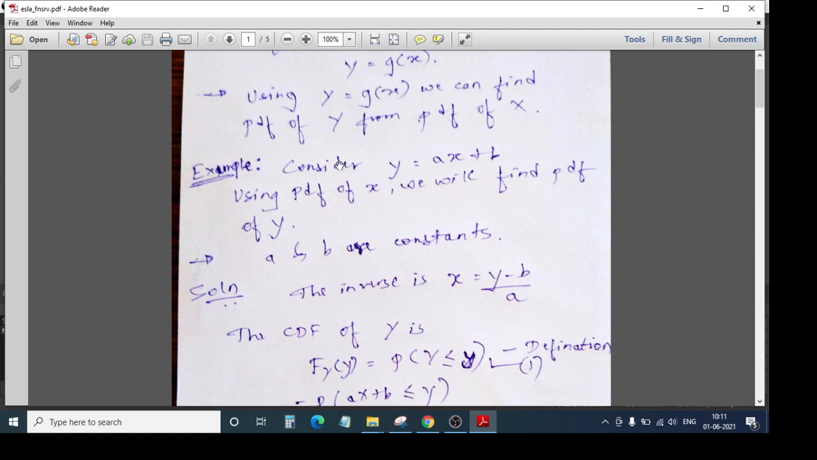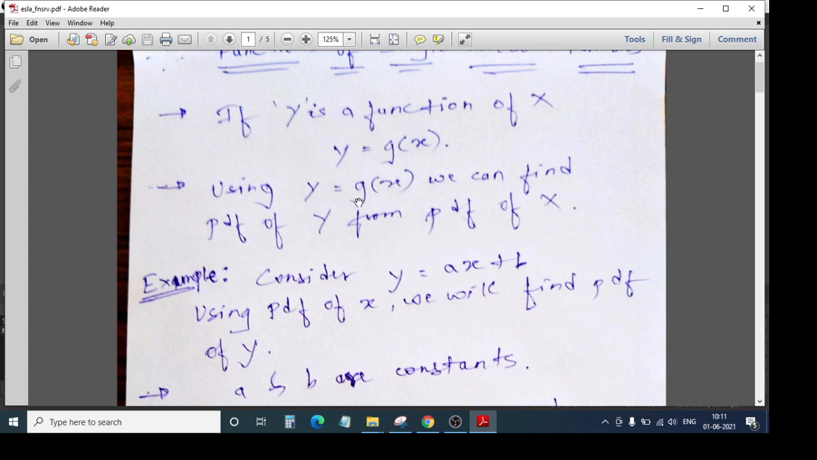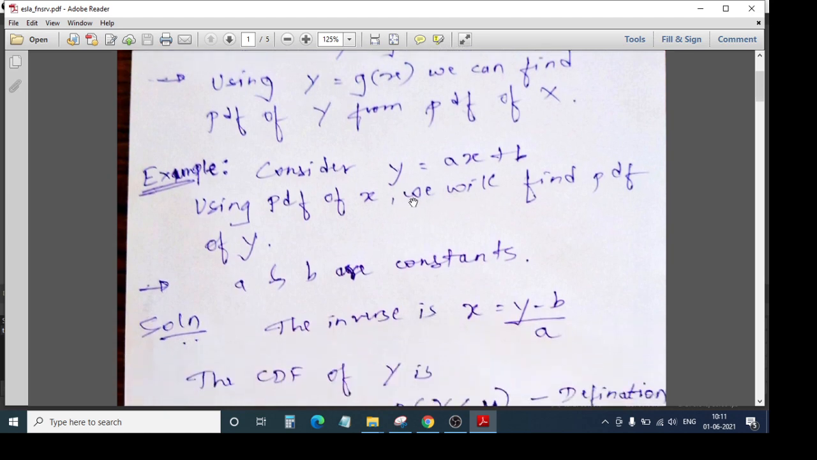So this is your example friends. If you observe here, what did we study just now? That using the function y is equal to g of x, we will be trying to find the pdf of y from the pdf of x. Okay, so he has given us a function here, y is equal to ax plus b. Then using the pdf of x, we'll try to find the pdf of y. So first we'll find the pdf of x, and from that we'll find the pdf of y. Now in this equation, y is equal to ax plus b, please observe a and b are constant. We'll consider a and b as constant.